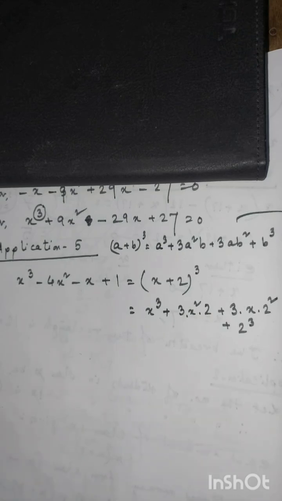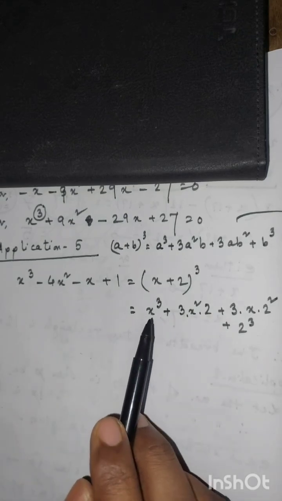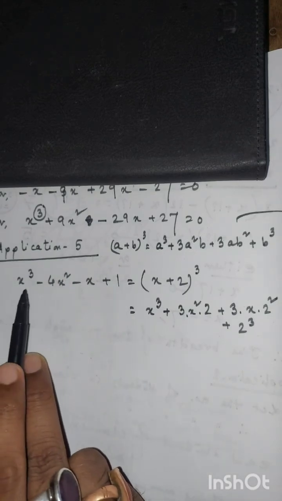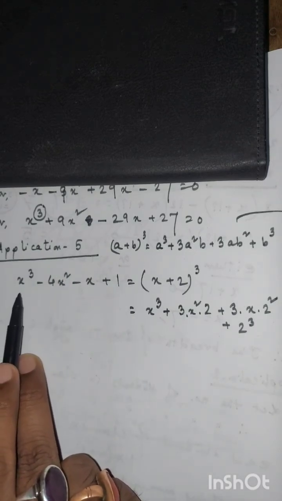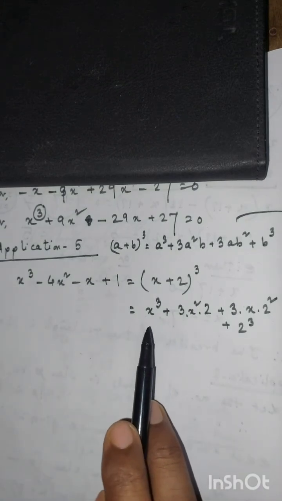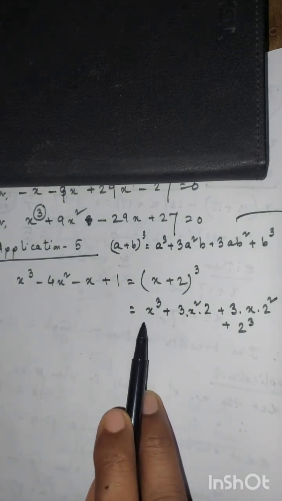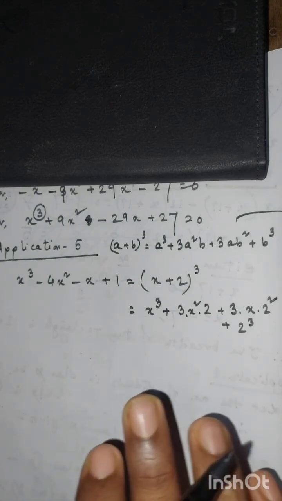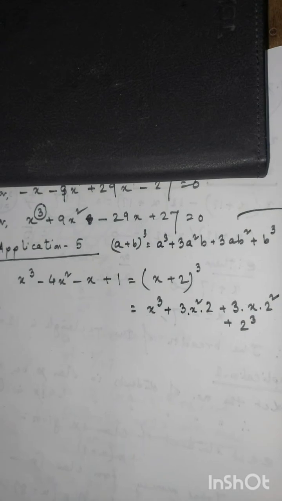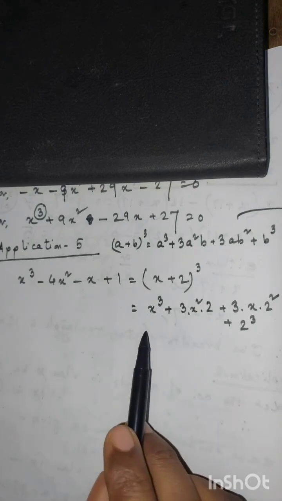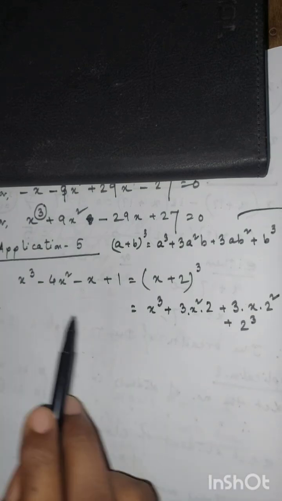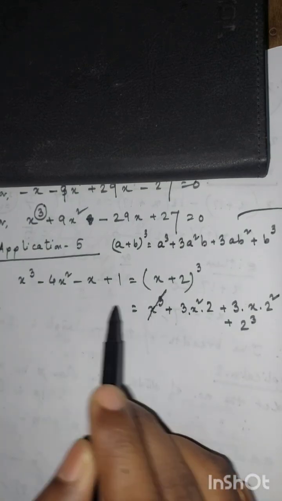Now we can see in the left side of the equation we get a plus x cube, and in the right side of this equation we are getting another plus x cube. If we get same quantities with same sign on both sides of an equation we can cancel them. Same quantity, same sign, we can cancel them, so it becomes this.